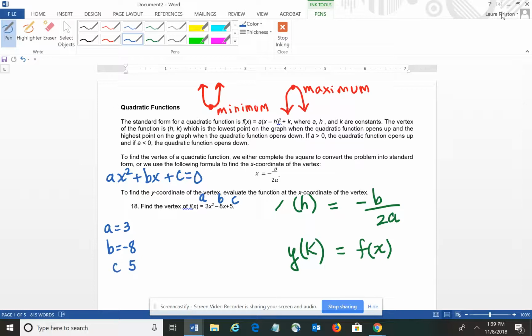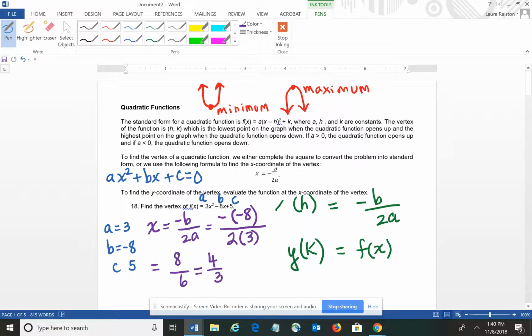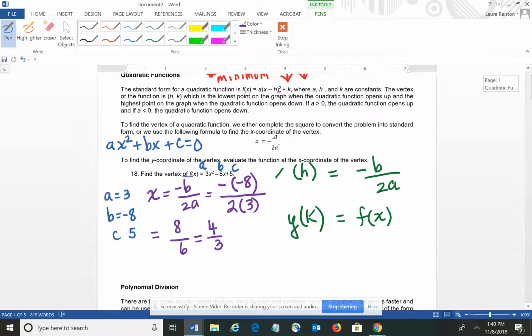So if I substitute what I know into the formula, the x coordinate would be the opposite of b over 2a. So I'm going to have the opposite of -8 over 2 times 3, which gives me +8 over 6, which simplifies to 4/3.